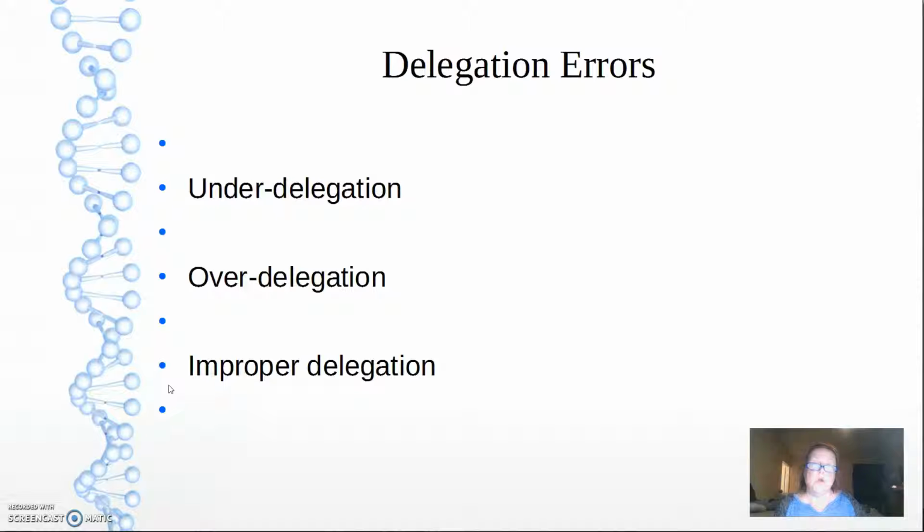So delegation errors, I felt that they were pretty straightforward. If you're under delegating, you are not utilizing your resources and your support staff. You can over delegate and overwhelm your staff. They can feel overworked, tired, and decreased productivity could be a result. And then there's also improper delegation: delegating to the wrong person for the wrong reason, inappropriate timing, or asking somebody to do something that they are not capable of or licensed to do.